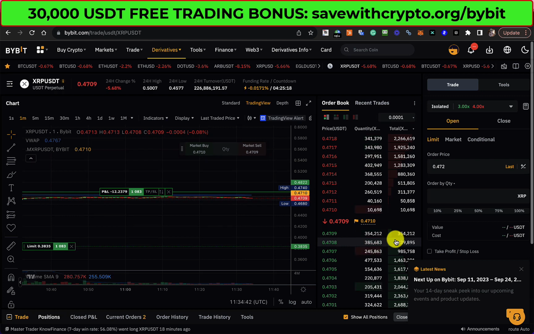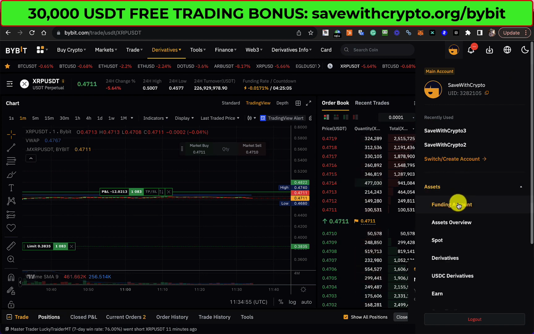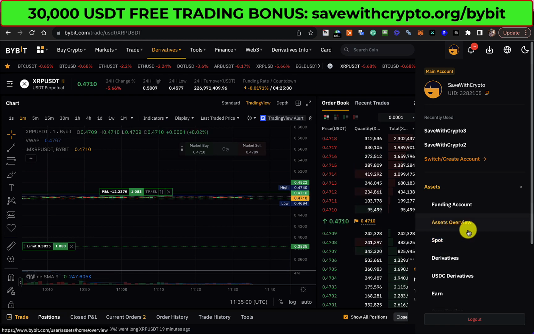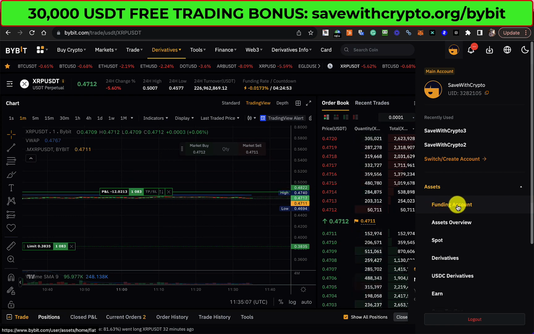I'm not using a unified trading account. I know ByBit are trying to push people towards that at the moment. I'm not doing that. So it means when I look at my assets, I've got funding account, spot, derivatives, USDC derivatives, etc. If you've got a unified trading account, you've probably got other things like unified account and that kind of thing. At the moment, I have no interest in upgrading to a unified trading account because I think it's going to confuse me. So I'm just leaving it as a straight account.